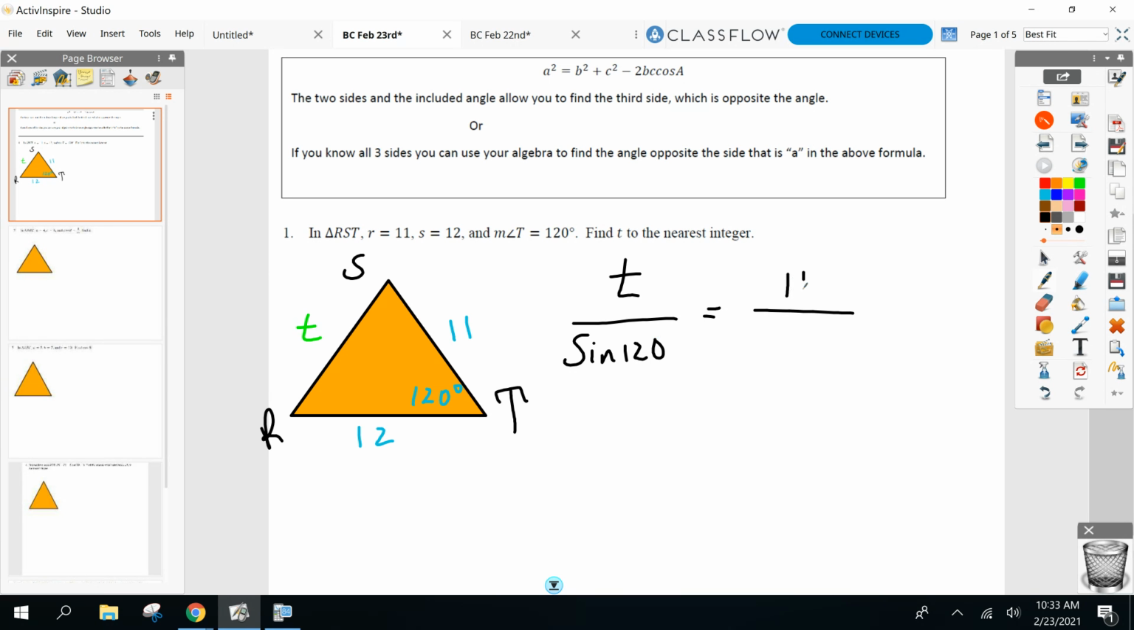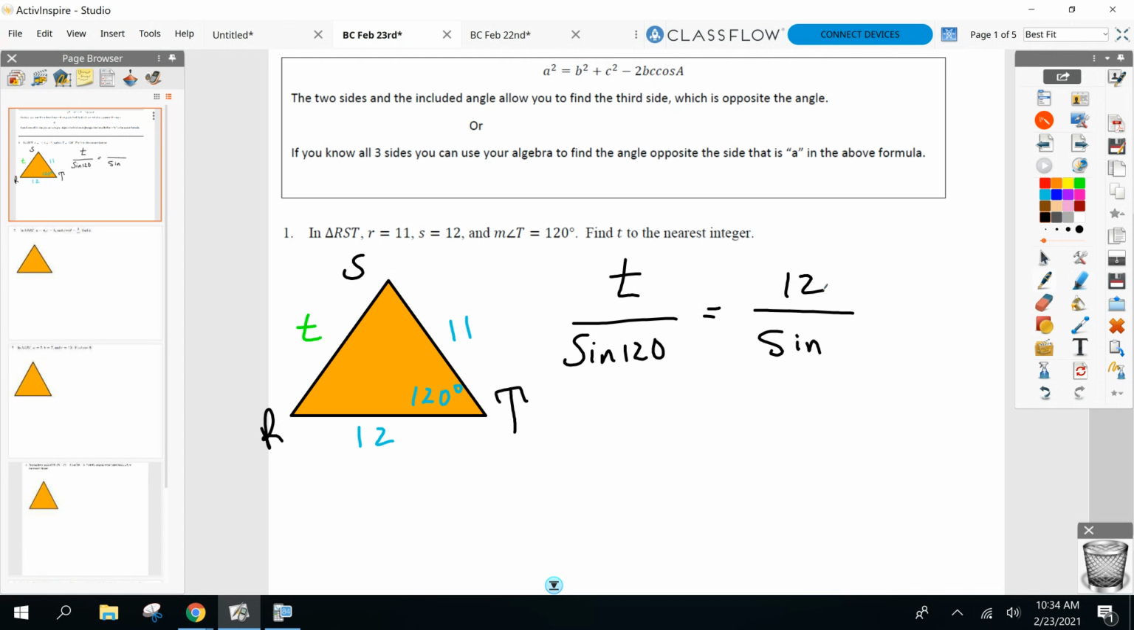All right, let me get another side. 11 over sine, I got a problem. I don't have an angle. Everyone agrees? At home too? I don't have an angle to put there. All right, what if I used 12 instead? 12 over, run into the same problem. So does everyone see law of sines is useless here? Can't use it.